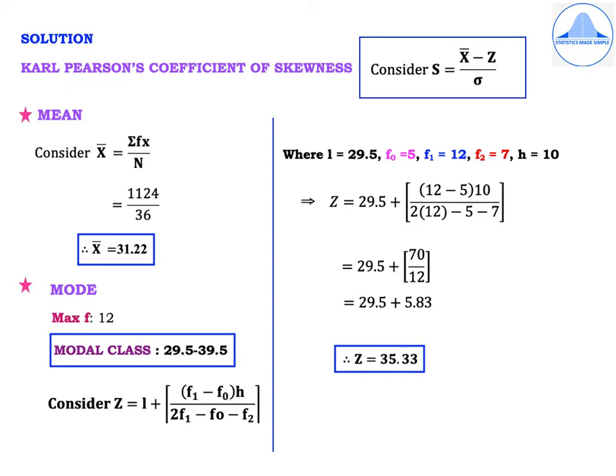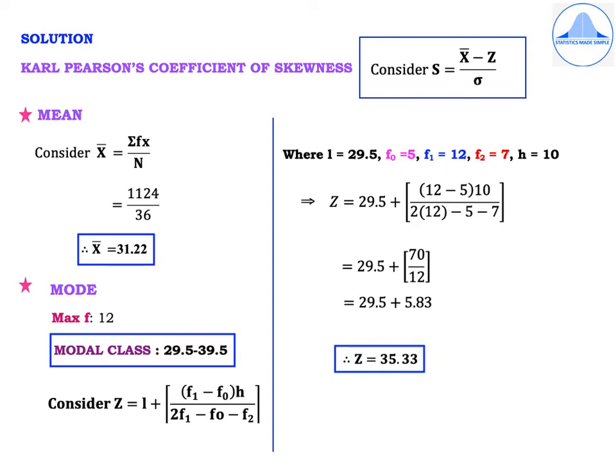Start with the solution and be careful with all the calculations. Karl Pearson's coefficient of skewness is considered S equal to x bar minus z divided by sigma. Let us calculate the mean. Consider x bar equal to summation fx by capital N, which is equal to 1124 divided by 36. So you get x bar equal to 31.22.